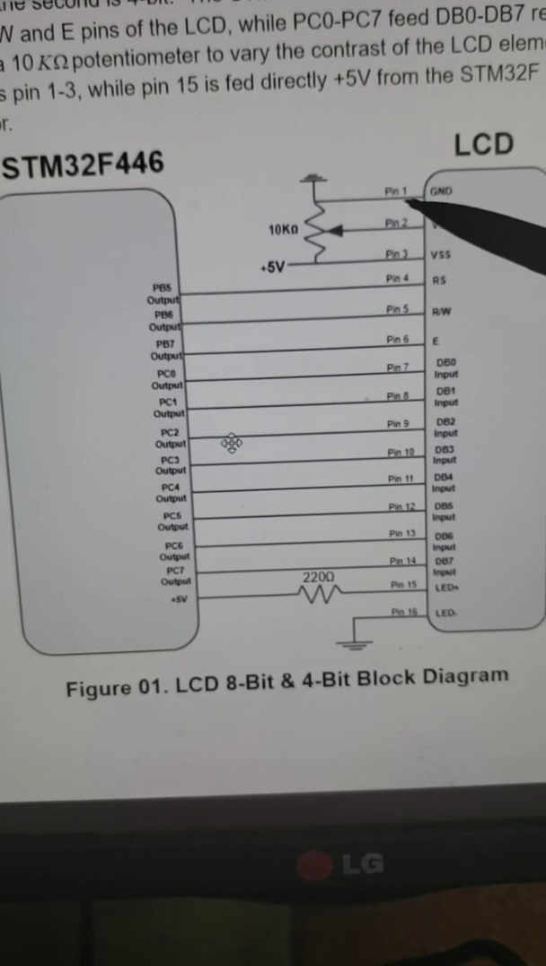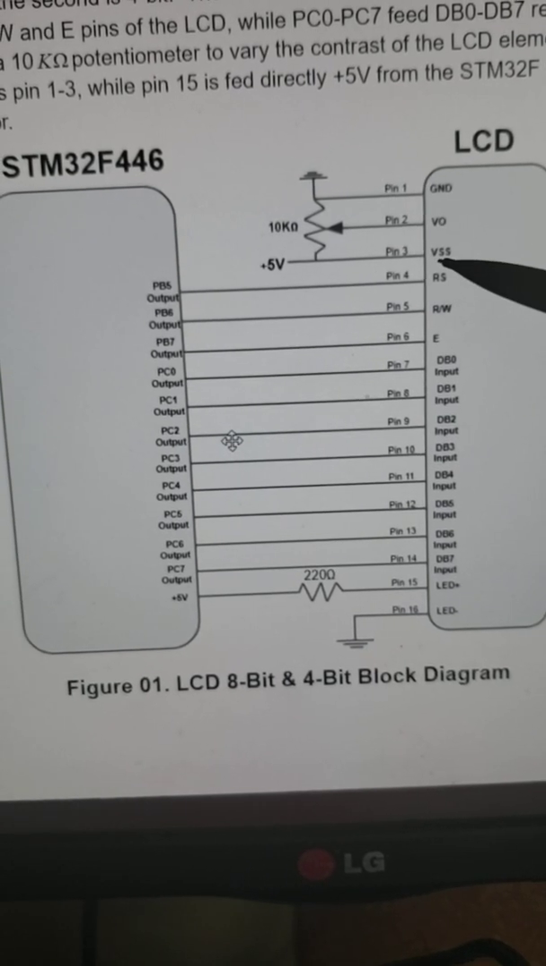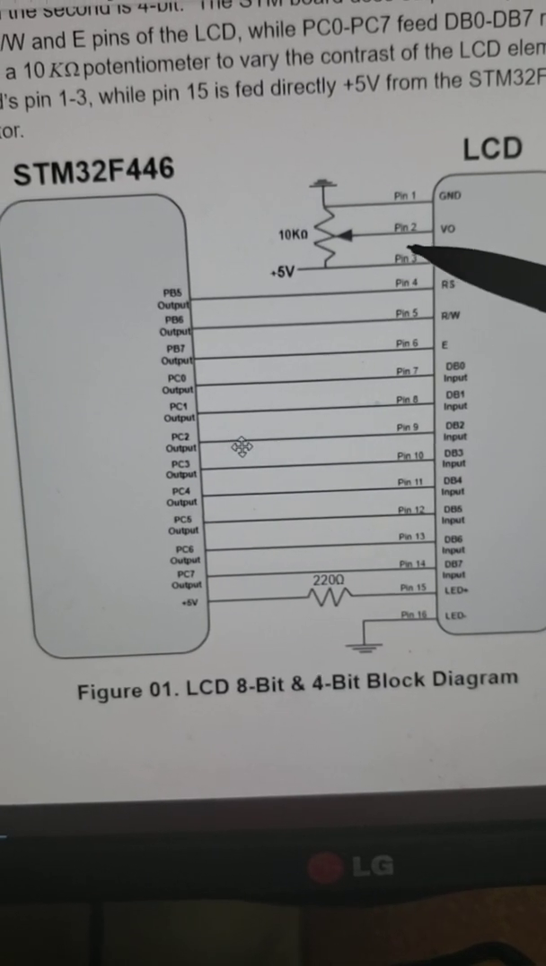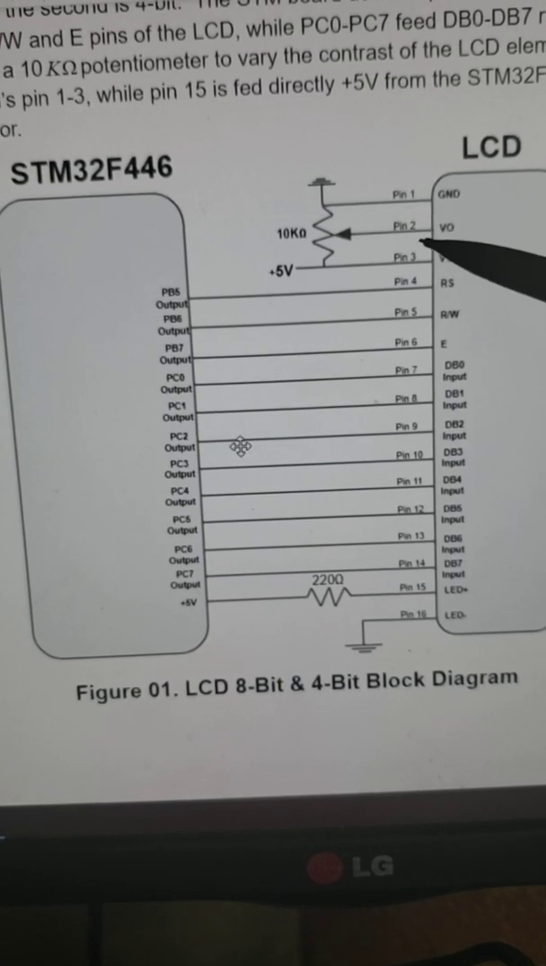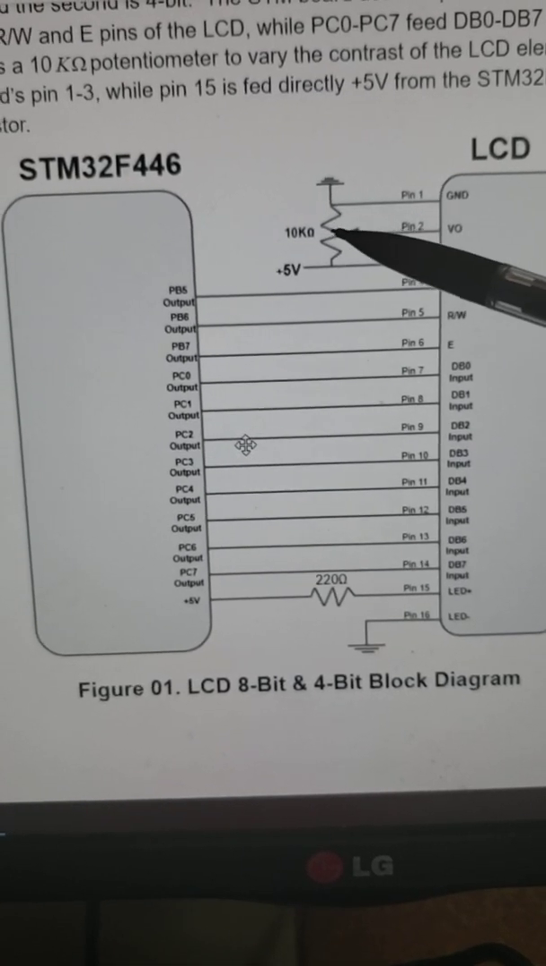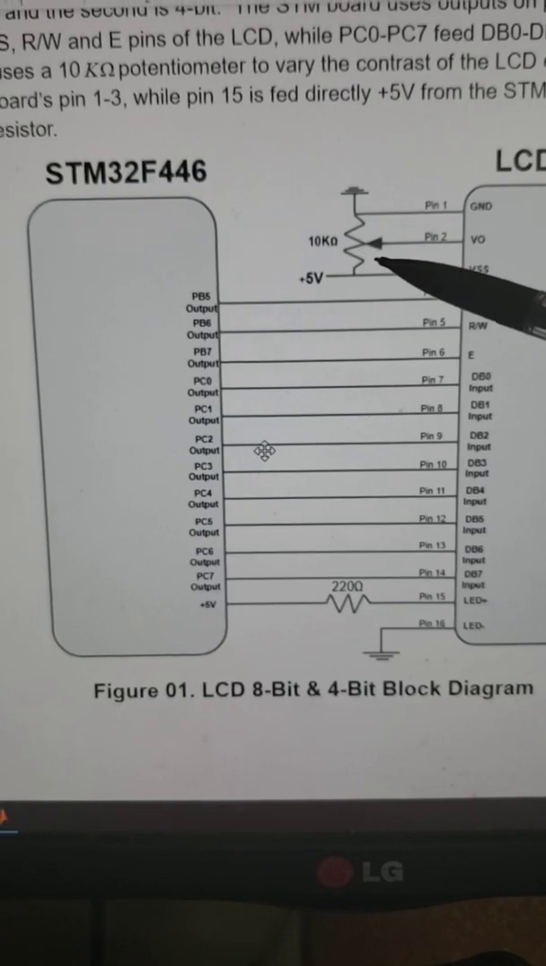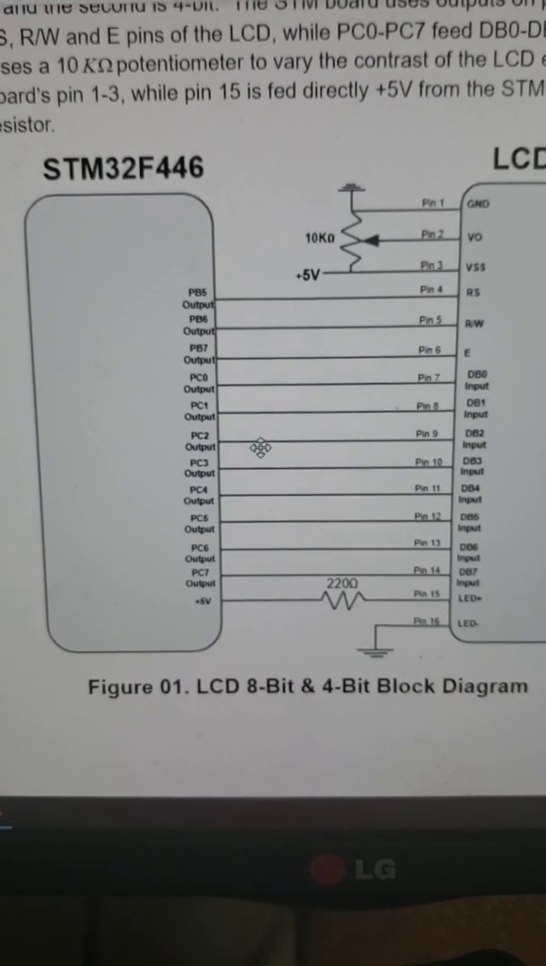Up at the top, pin 1 is going to be fed directly to ground. Pin 3 is going to be fed to a 5 volt source. And pin 2, which is V0, is going to be on a 10K potentiometer to allow for contrast control.